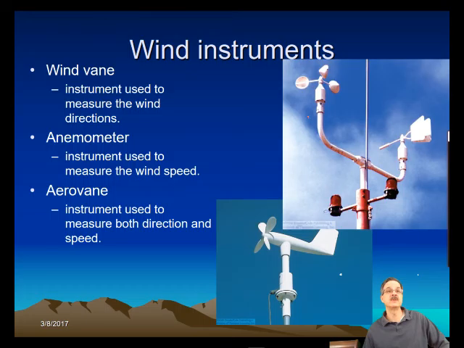All right, instruments we use. One of the instruments is called a wind vane, and this is a wind vane right here, and it helps us to determine the direction of the wind. Another instrument is an anemometer. This is an anemometer, and this allows us to record the wind speed. Another type is an arrow vane. It allows us to measure the wind speed and its direction at the same time.